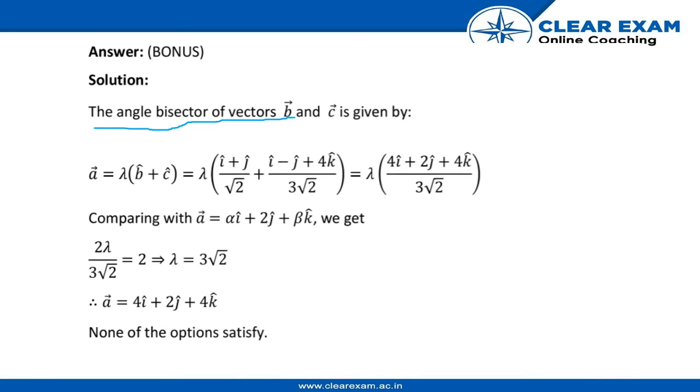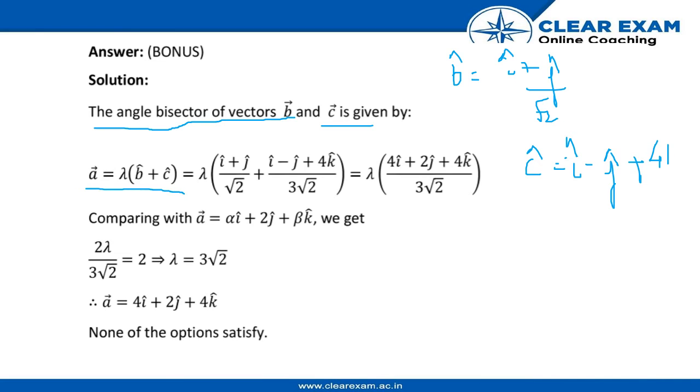So the angle bisector of vectors B and C is given as A vector equal to lambda times (B cap plus C cap), which can be further expanded as lambda times ((i cap plus j cap) by root 2 plus (i cap minus j cap plus 4k cap) by 3 root 2). This is because B cap can be given as (i cap plus j cap) by root 2, and C cap can be given as (i cap minus j cap plus 4k cap) upon 3 root 2.